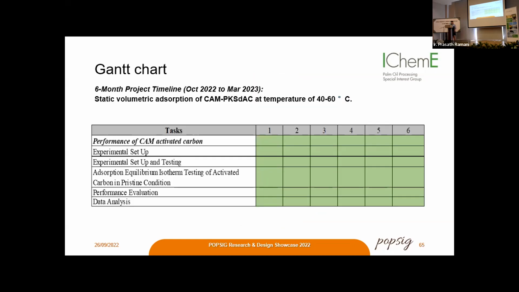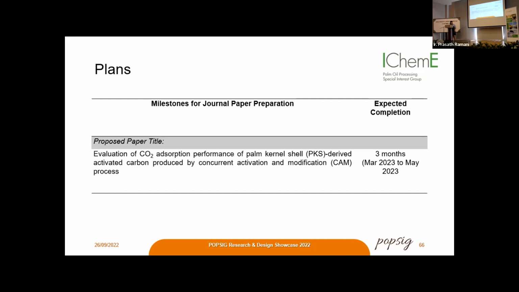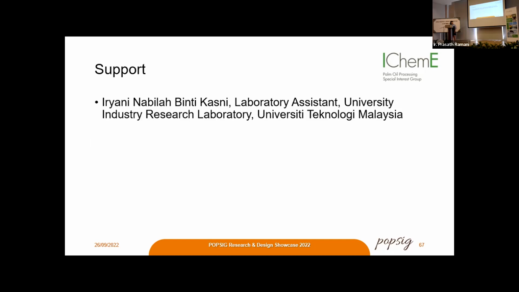This project will take about 6 months towards its completion, and one journal paper publication was planned to serve the project works. The TPD testing will be done externally by Ms. Iriani at UTM, University Technology Malaysia.